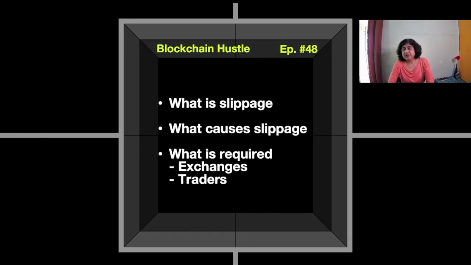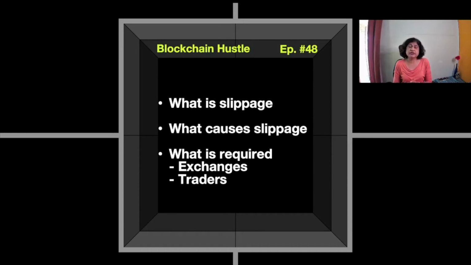Now, having said that, some of the exchanges also offer a slippage tolerance control, wherein the investors can set the level of slippage that they can tolerate. So before you place an order, you can quickly see what the slippage tolerance control is at that exchange. And if you're happy with it, you go forward with your trade.